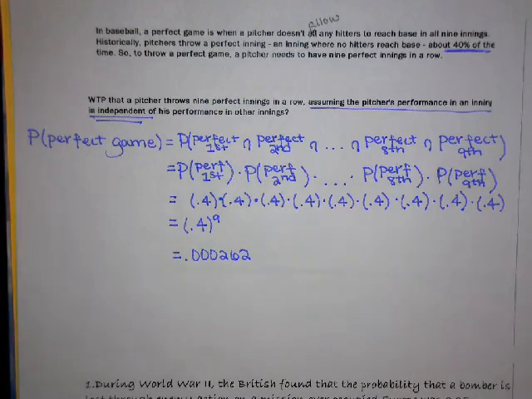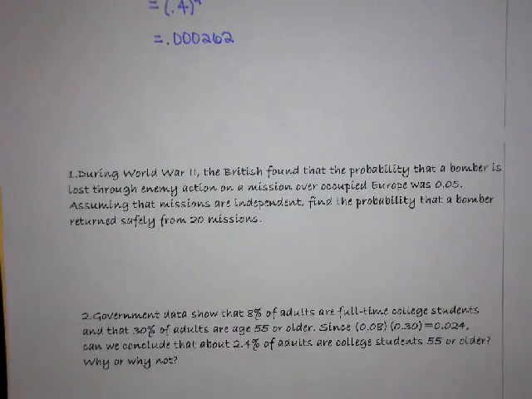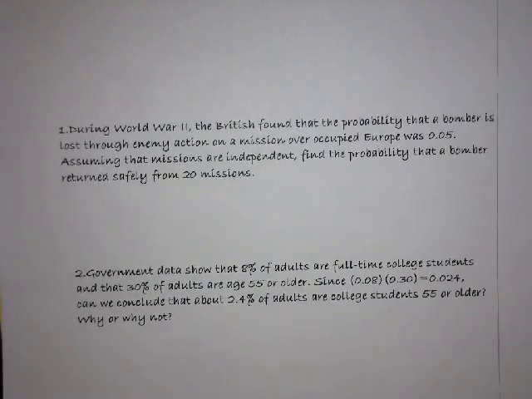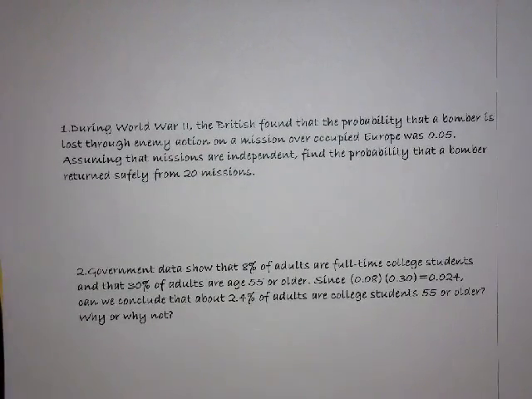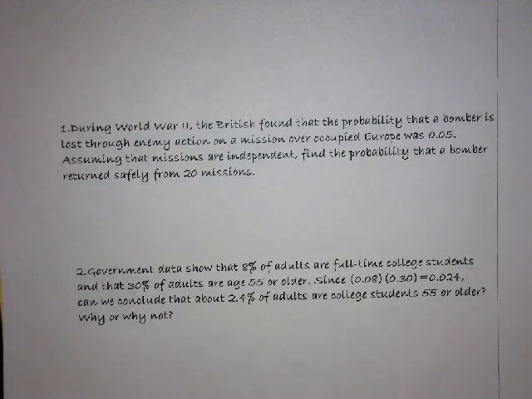During World War II, the British found that the probability that a bomber is lost through enemy action on a mission over occupied Europe was 0.05. Assuming that missions are independent, find the probability that a bomber returns safely from 20 missions.